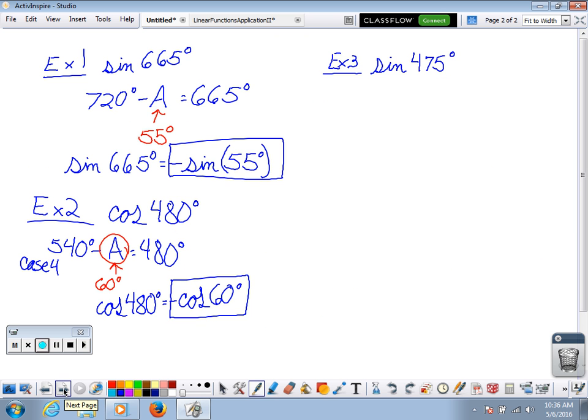Okay, so 540 degrees. Am I adding or subtracting to get to that 475? I'm subtracting again. Okay, and what am I subtracting? What am I subtracting to get down to that 475? 65 degrees.